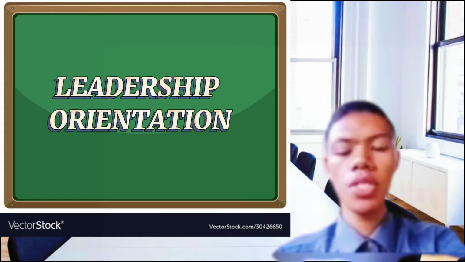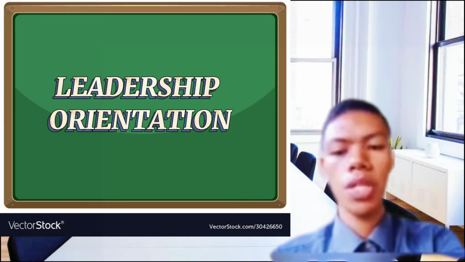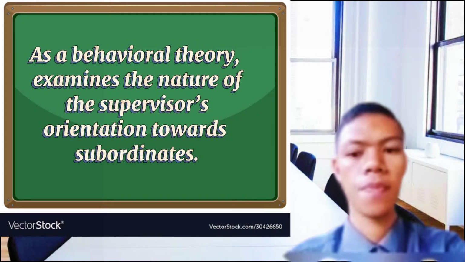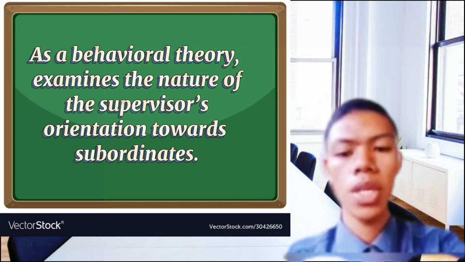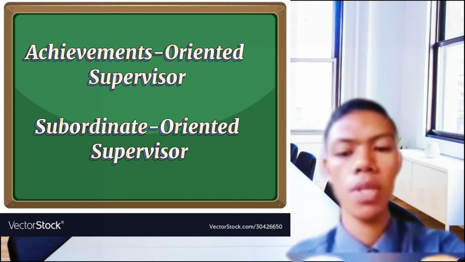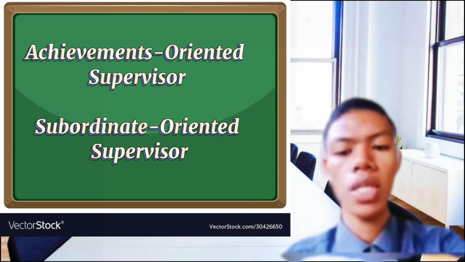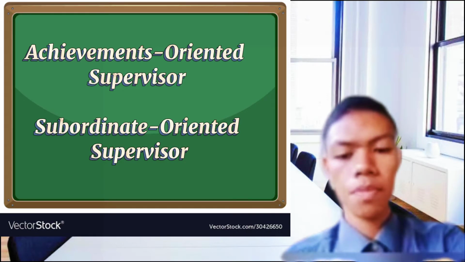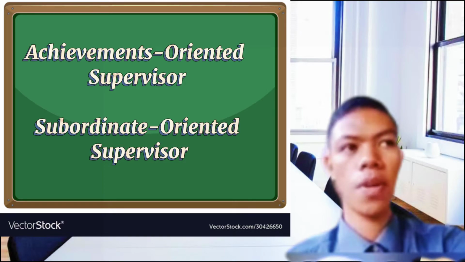So in connection with leadership, we have here the leadership orientation: the achievement-oriented supervision and the subordinate-oriented supervision. This behavioral theory examines the nature of the supervisor's orientation towards subordinates. An achievement-oriented supervisor is mainly concerned about the subordinates' achievements, while the subordinate-oriented supervisor is mainly concerned about the subordinates' welfare.